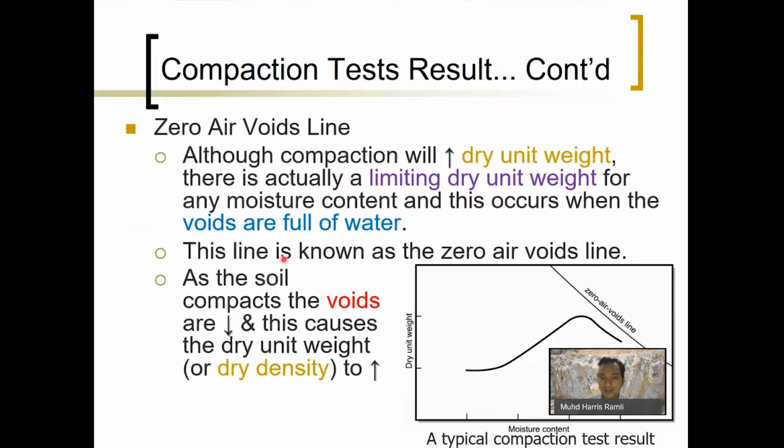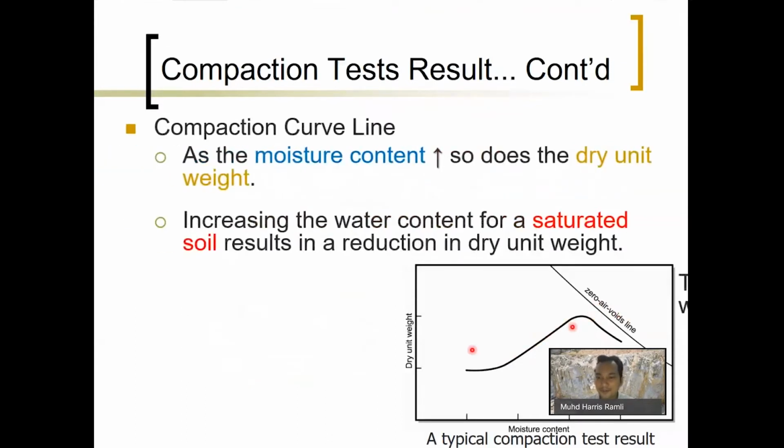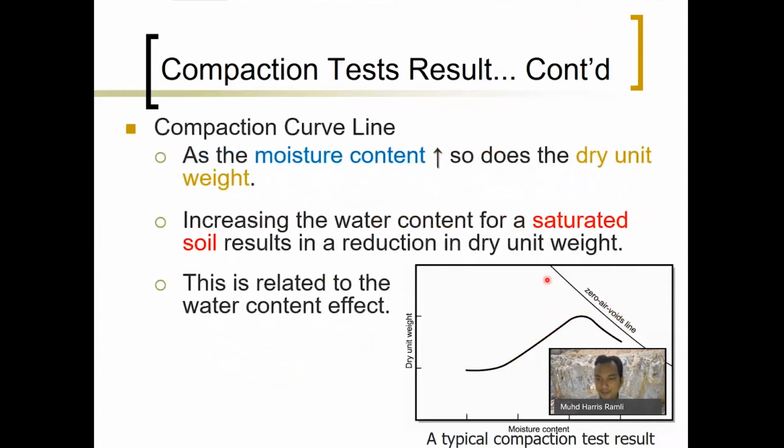This line is known as the zero air void line. As the soil compacts and the voids are reduced, this causes the dry unit weight, or the dry density, to increase. As you can see here, this is the zero air void line. Within that line, you can actually go much higher or much lower.